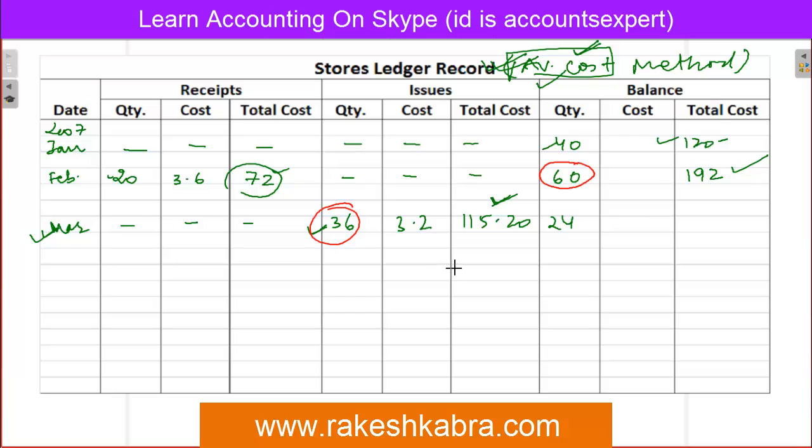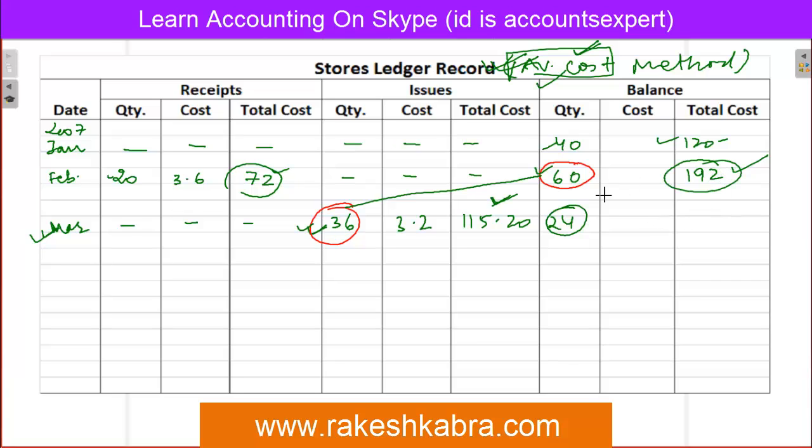And what is the value? Value means to compute the value of 60 minus this 36. Before selling we had 60 units. Now we sold 36. Now how many units left? 24 units left, isn't it? And now what is the value?